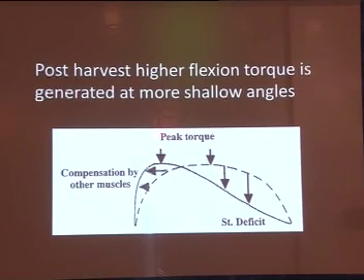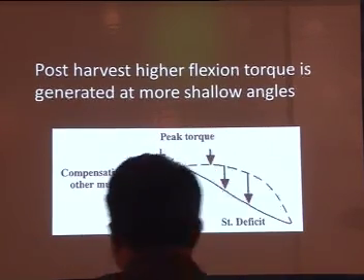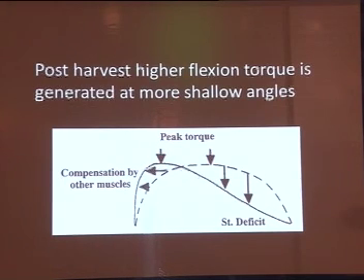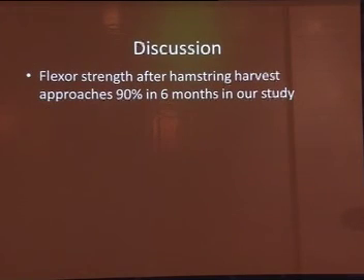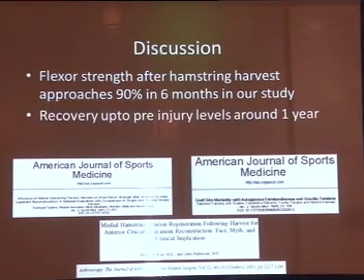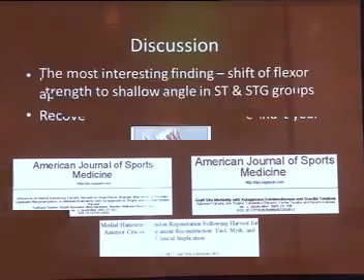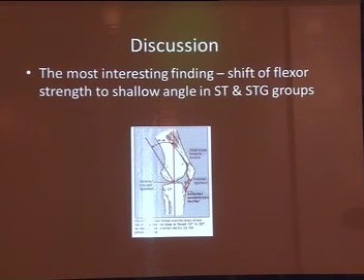What is happening is, post-harvest, a higher flexion torque is generated at more shallow angles. How is this happening? It's basically the biceps femoris, the lateral hamstring, which is taking over, will generate its peak at a shallow angle. So the peak torque curve moves to the left. Now, we see that in 6 months follow-up in our study, about 90% strength is regained. But the papers which say that you regain pre-injury flexor strength take up to 1 year. This means flexor strength comes back, right? What's more interesting? The flexor strength comes back, yes, but it comes at a shallow angle.